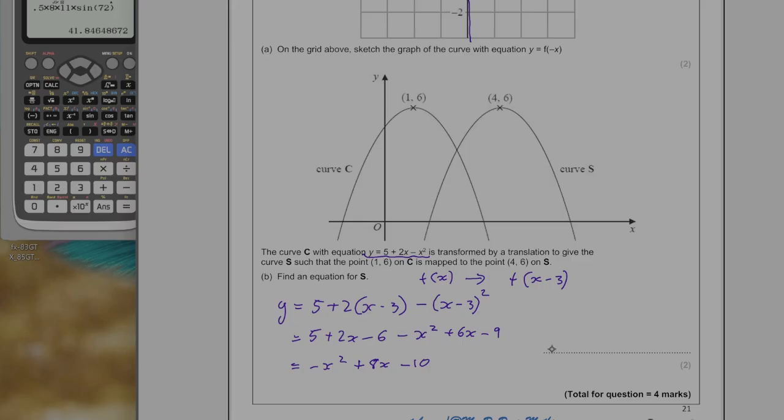So that's a slightly better answer. So I've just expanded the brackets. But like I say, I think you would pick up 2 marks. That would be fine for your answer.